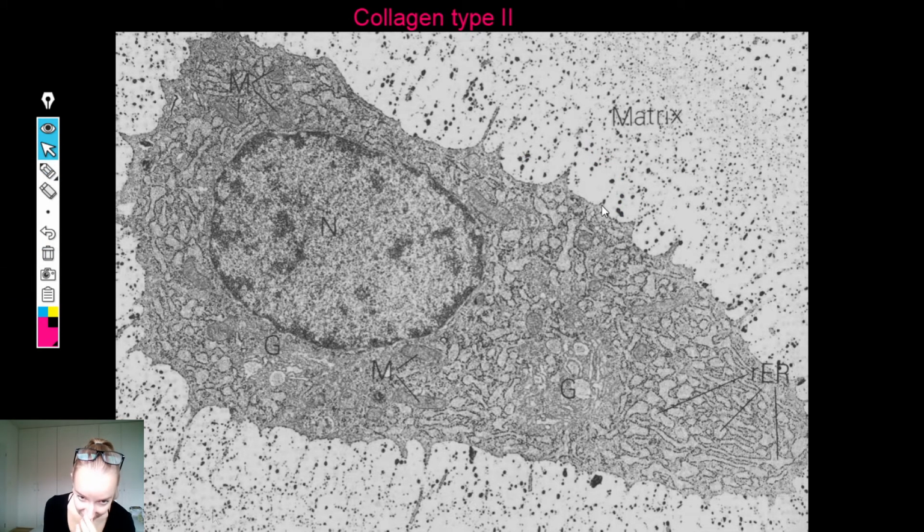So really what we can see in the electron microscope, we can see the fibrils, but in light microscope, it looks like the fibrillar component wasn't even there, only homogeneous matrix. And you will see that in the next lecture about cartilage.